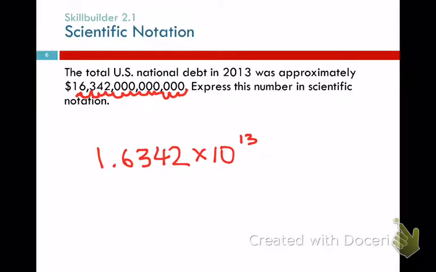So, dollars. 16 trillion. It's a lot. Yeah. Bill Gates doesn't even have that much. Oh, you're rounding. Right.